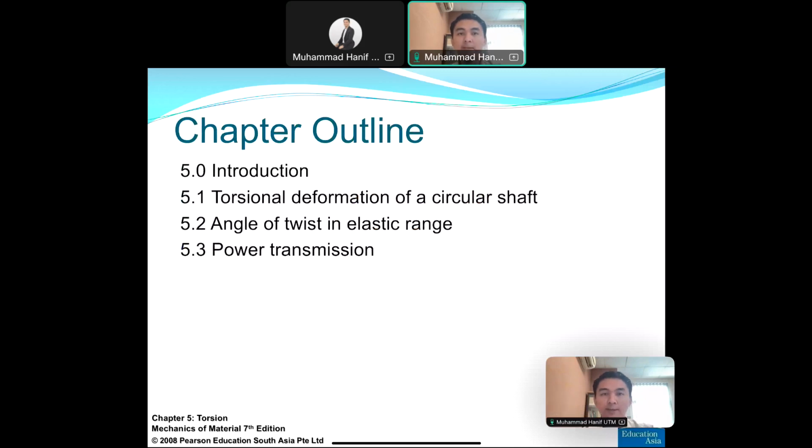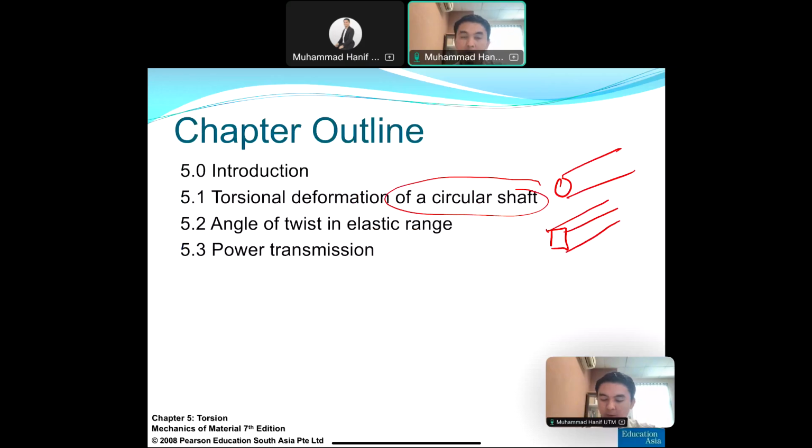Okay, this is the chapter outline: introduction, torsional deformation of a circular shaft. In this syllabus, we only cover a circular shaft, okay, only. But we will include some very simple rectangular shaft. So this is the rectangular shaft, and the above one is the circular shaft. But it is very limited for the rectangular shaft.